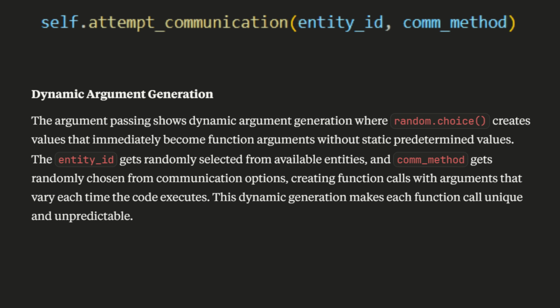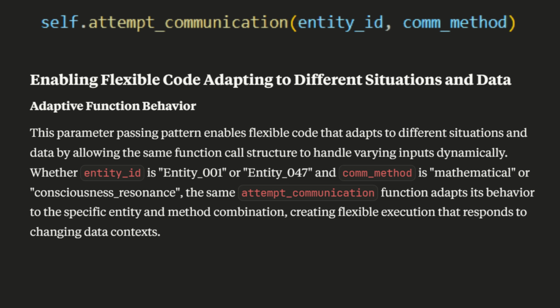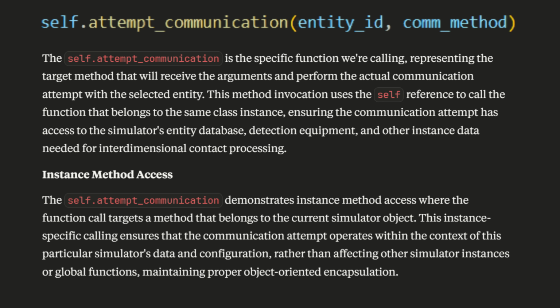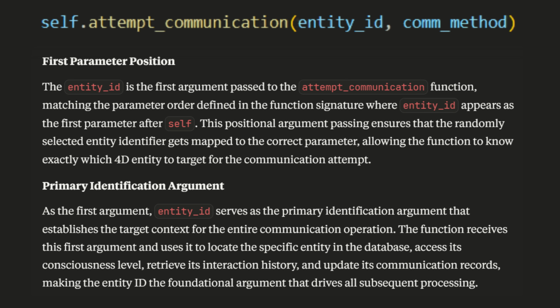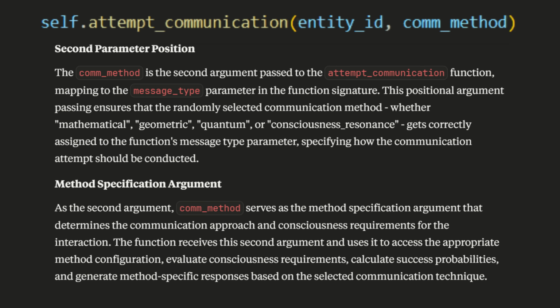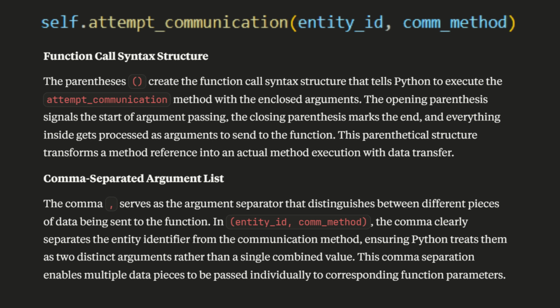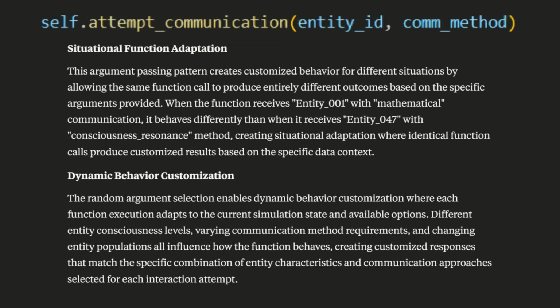It's how to provide specific values to functions when calling them, enabling flexible, reusable code that adapts to different situations and data. So self.attempt_communication is the function that we're calling. Entity ID is the first argument, telling the function which entity to contact. Com method is the second argument. It specifies how to attempt communication. The parentheses and comma separation send these specific pieces of data to the function. This creates customized function behavior for different situations.